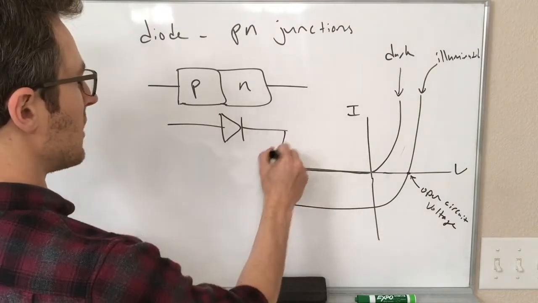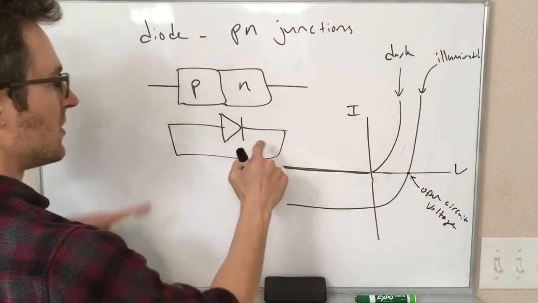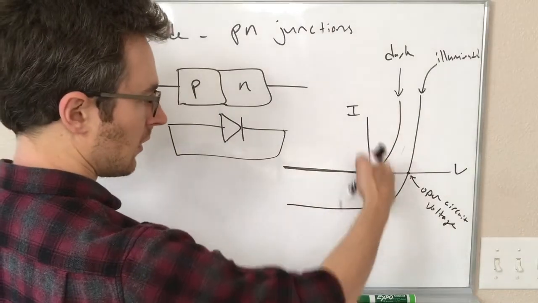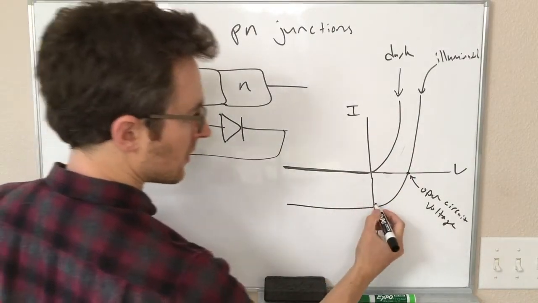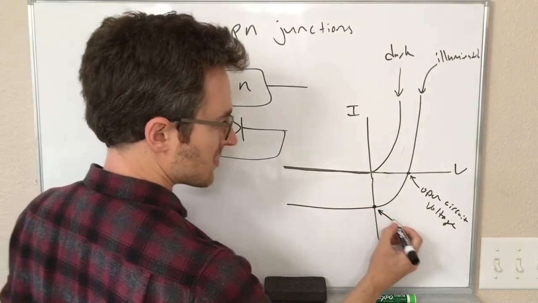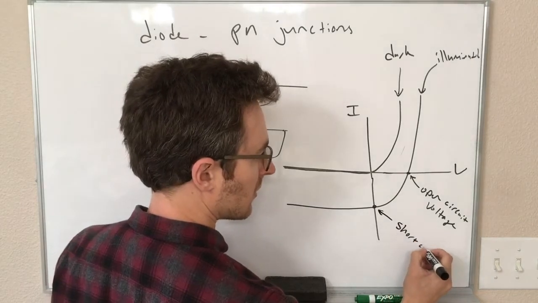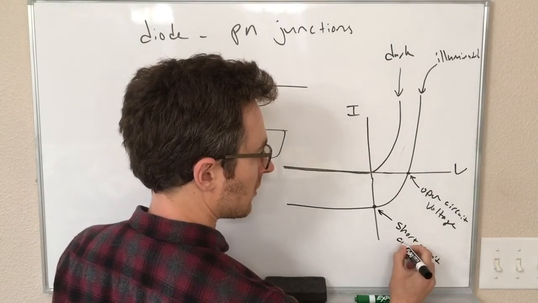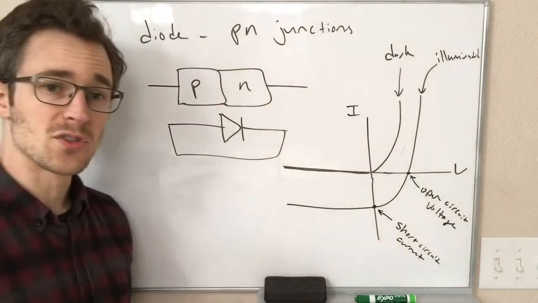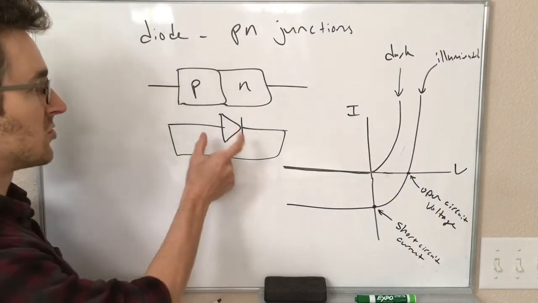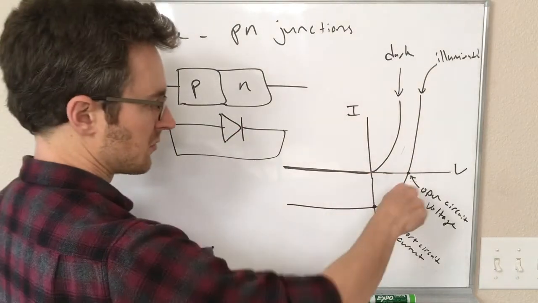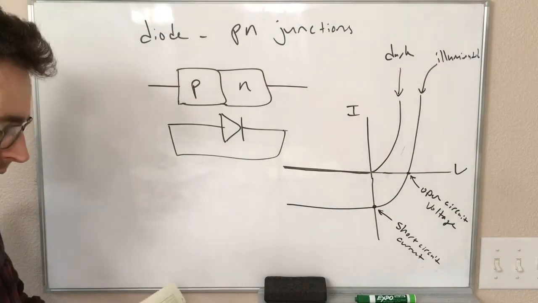If we connect the two ends of the diode together with a wire so that the voltage difference is 0, which is along here somewhere, we see that at this point we actually get a current flowing. So this is the short circuit current. No other voltage source or current source is connected to this. This is just the PN junction by itself. So we can get this open circuit voltage, we can get this short circuit current.